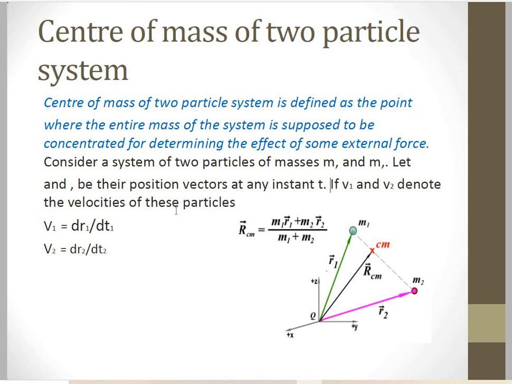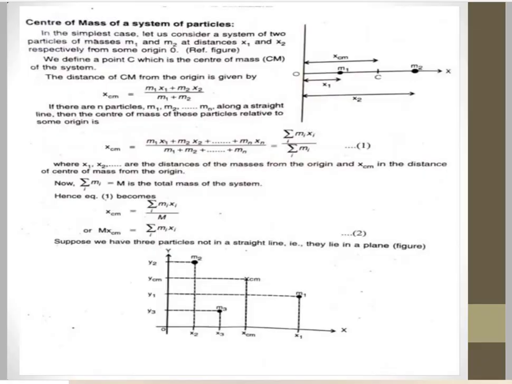So this is not t1 t2, this is dr1 by dt, and this is dr2 by dt. So we can write position vector is equal to m1 r1 plus m2 r2 divided by m1 plus m2. So we already discussed the center of mass of two particles. Now let us discuss the center of mass of a system of particles.